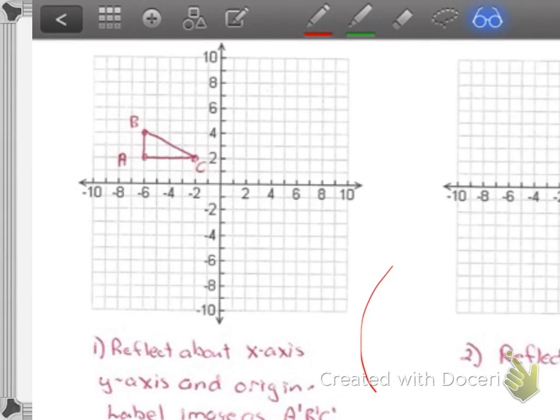Okay, here are the basics you need to know about transformations for the final. We're going to take this triangle ABC, and the first thing we're going to do is reflect it about the x-axis. When you reflect it about the x-axis, the y-coordinate of every point changes to its opposite. So I see that the point B is at negative 6, 4. That means that its image will be at negative 6, negative 4.